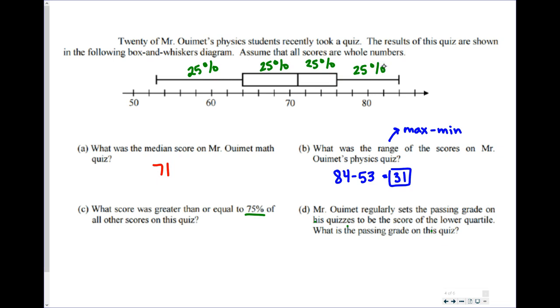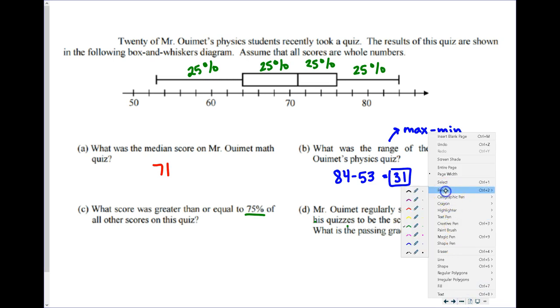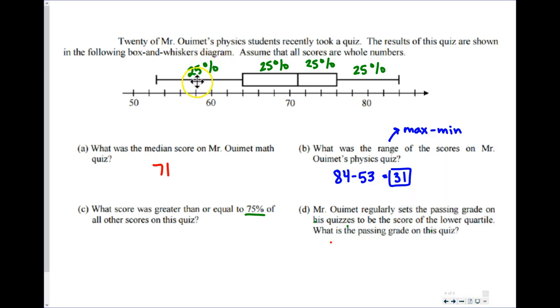Now remember, 25% is like a fourth, right? Like 4 quarters make $1. So if you think about this like $1, like every box and whisker plot represents $1, then each of these pieces is a quarter of that $1. So when I look at this question, what score was greater than or equal to 75%? Well, we want greater than or equal to. So if I take this 25%, this 25% and this 25%, well, isn't 25 plus 25 plus 25, isn't 3 quarters equal to 75%?